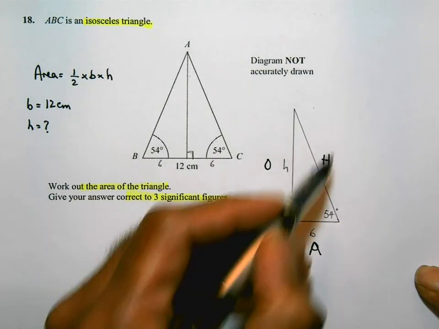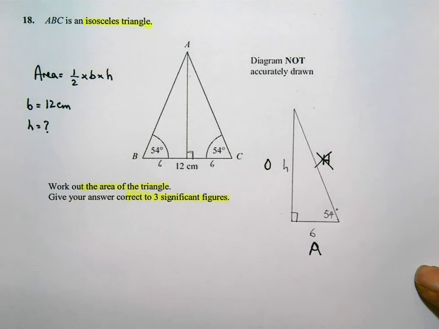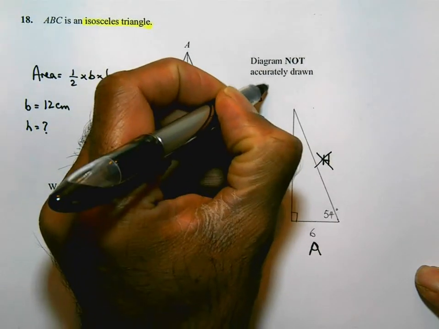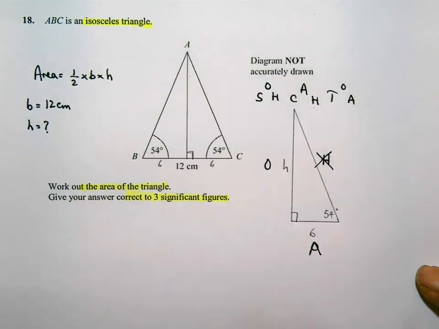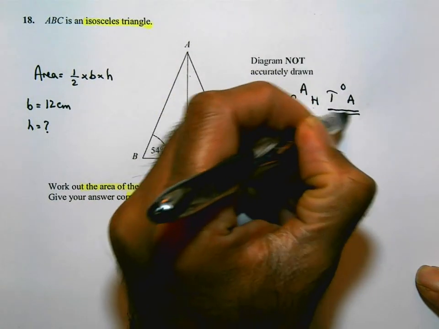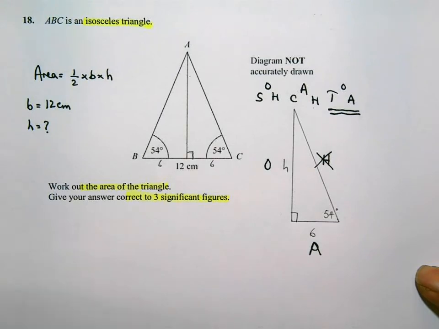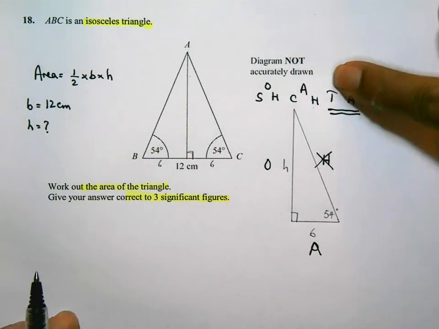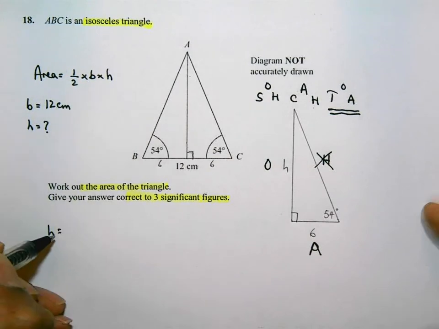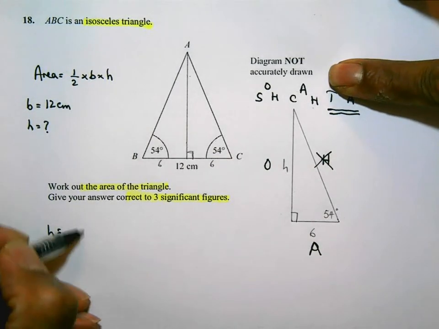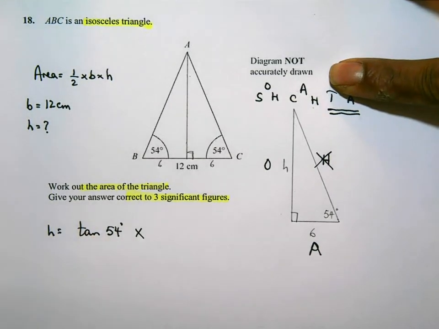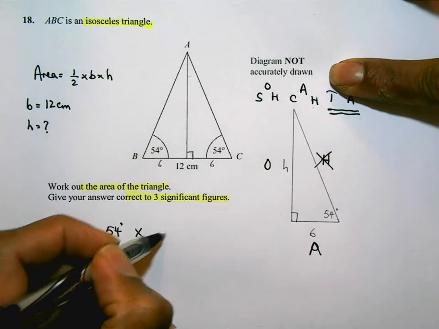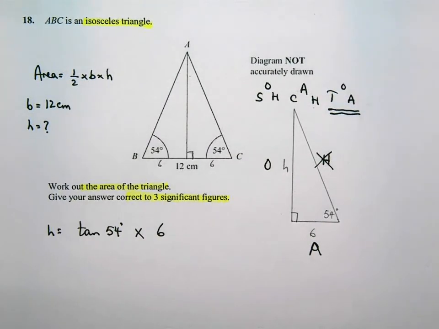Okay, now I'm thinking about which ones do I need. I do not need the hypotenuse, and if I think about SOHCAHTOA, which ones of those actually has O and A in it? It's the tan, and so I'm going to use that to help me work out the opposite side. So if I cover up the O, that sort of helps me. I want to do tan of 54 degrees, and I'm going to times that by the adjacent side, which is 6. That's what I need to do to work out the height of that triangle.